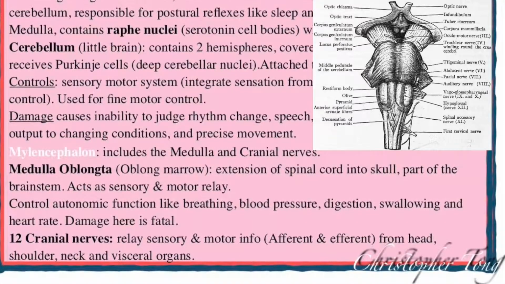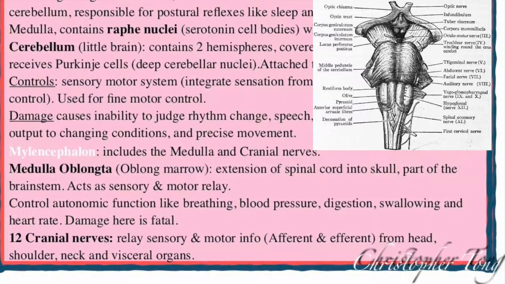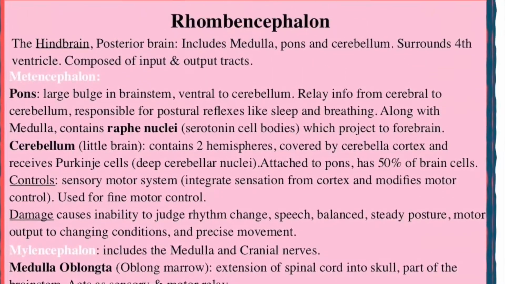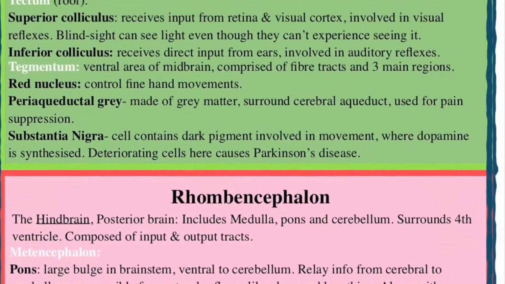There are also the 12 cranial nerves. These relay sensory and motor information, the afferent and efferent, from the head, shoulder, neck, and visceral organs. Okay, the next region is the Mesencephalon. It is the part of the midbrain located in the brainstem between the hindbrain and forebrain.